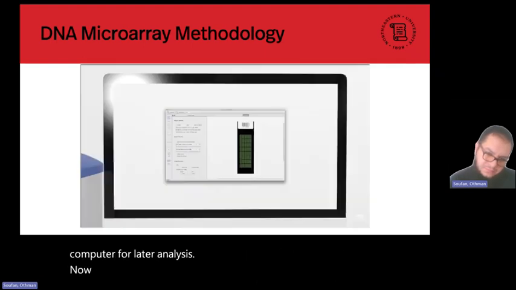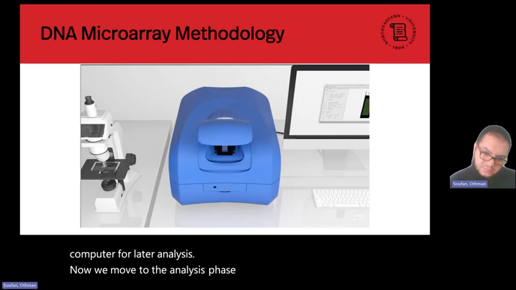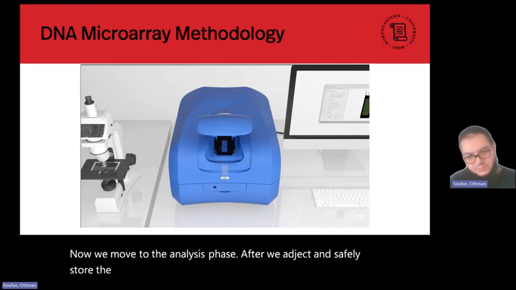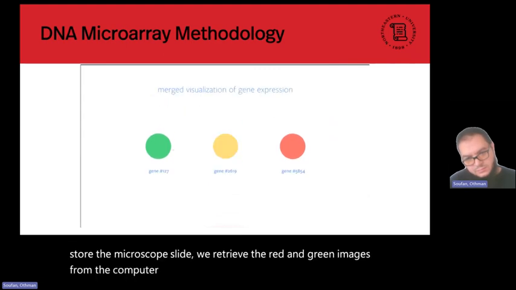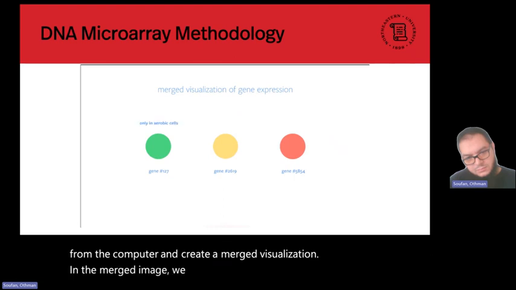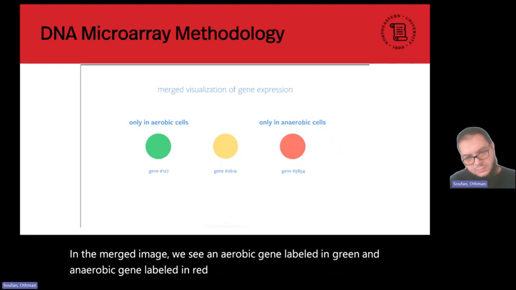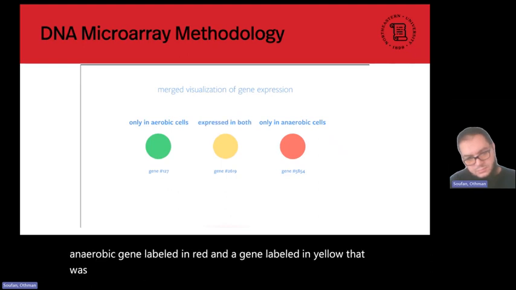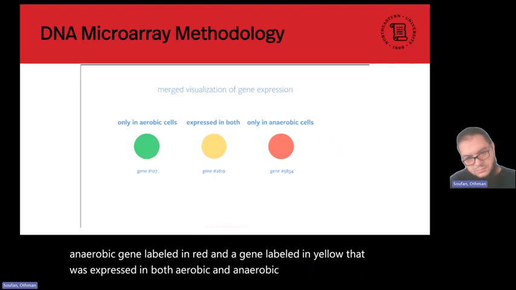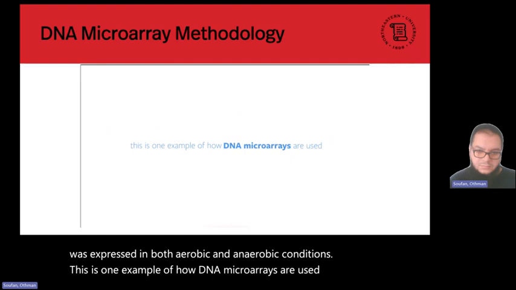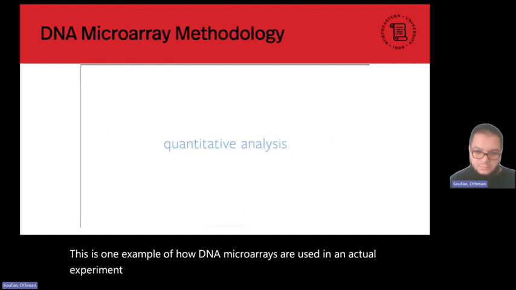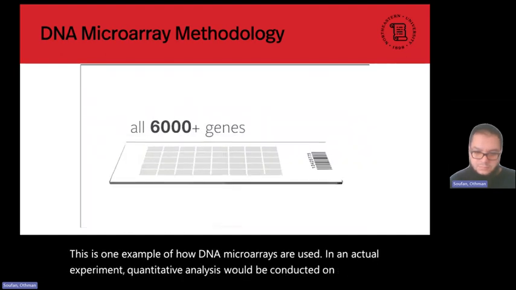Now, we move to the analysis phase. After we eject and safely store the microscope slide, we retrieve the red and green images from the computer and create a merged visualization. In the merged image, we see an aerobic gene labeled in green, an anaerobic gene labeled in red, and a gene labeled in yellow that was expressed in both aerobic and anaerobic conditions. This is one example of how DNA microarrays are used. In an actual experiment, quantitative analysis would be conducted on all 6,000 genes.